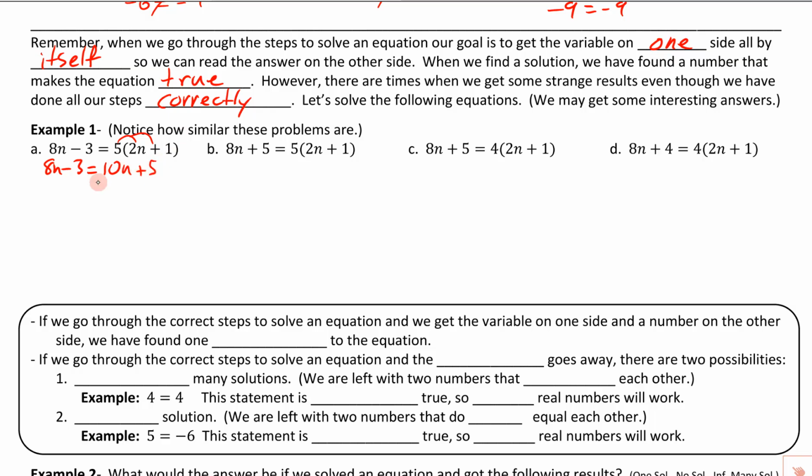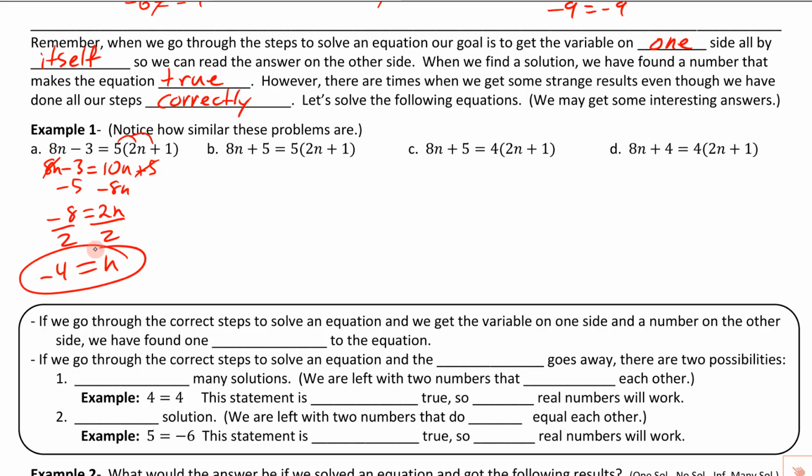All right, and then we're going to move the smallest one, so I'm going to move the 8n over there. I'm going to move the 5 over to the other side by subtracting 5. So that's going to go away. So we end up with a 2n on this side. We end up with -8 over here. We're going to divide both sides by the 2. We end up with an n on this side and a -4 on this side.